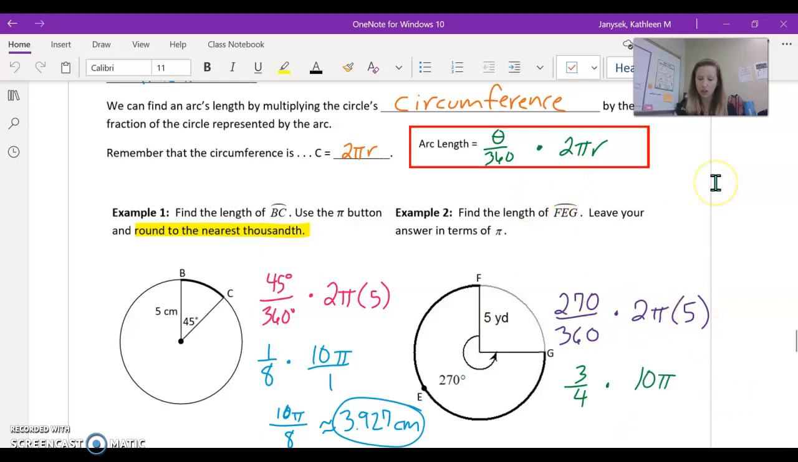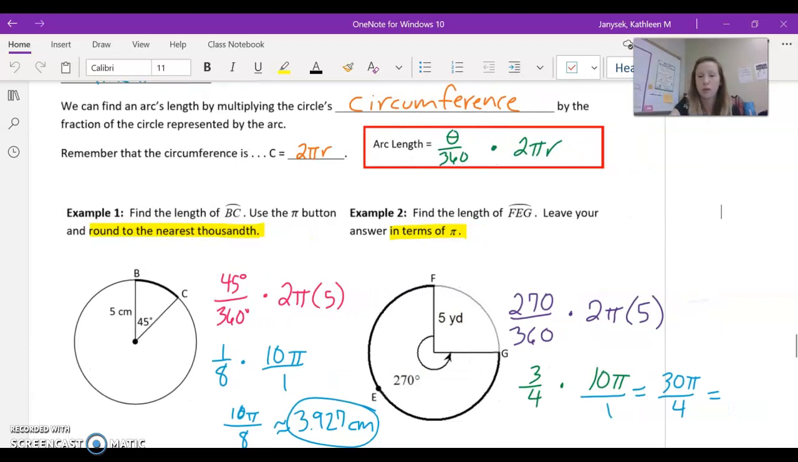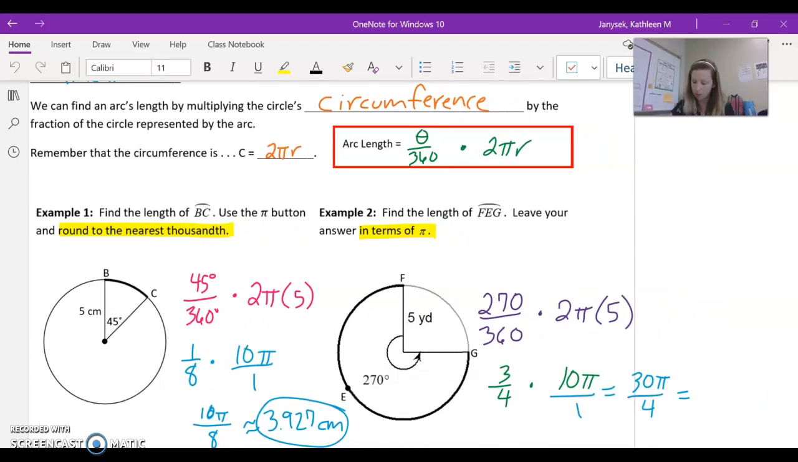And once again, we're leaving our answer in terms of pi this time, so we don't want decimals. We want to leave it as a fraction, so I'm going to put 1 underneath this. 3 times 10 is 30, so 30 pi on top. 4 times 1 is 4. And 30 over 4 does reduce to 15 pi over 2. And the unit is yards.